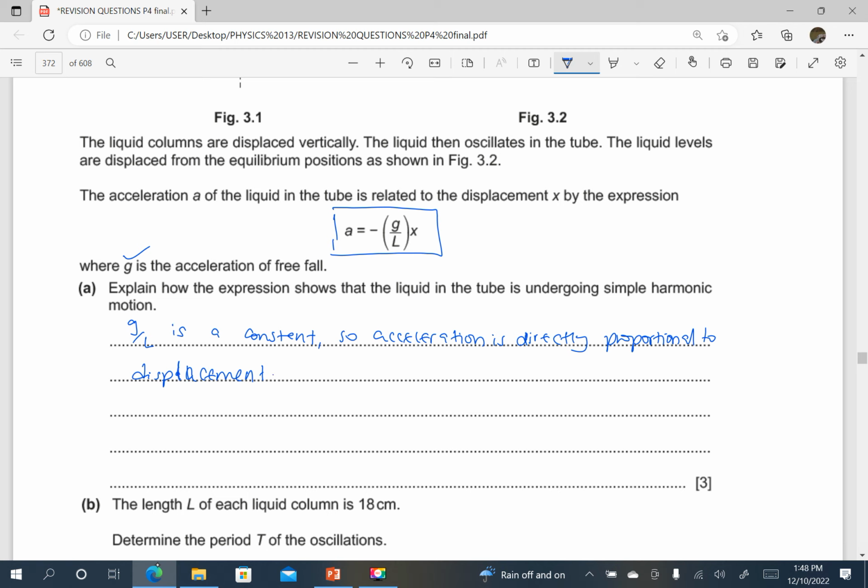That's one defining thing. Then we see in the equation that there is a minus sign. The minus shows that acceleration and displacement are always in opposite directions. So the minus indicates that the acceleration and the displacement are always in opposite directions, or the acceleration is always directed towards a fixed point, that is the equilibrium position.